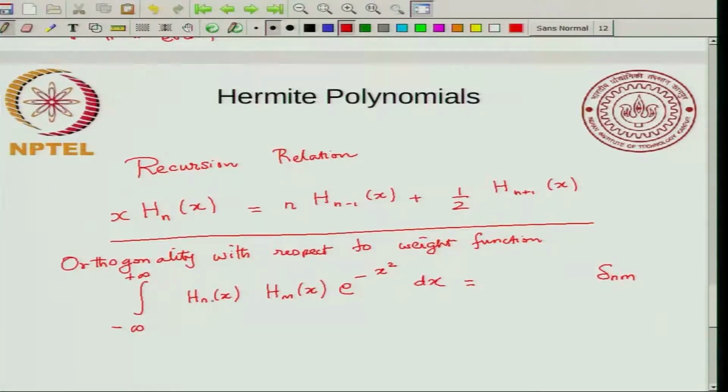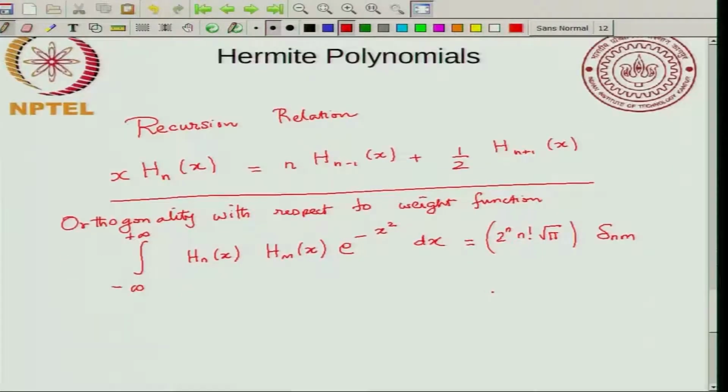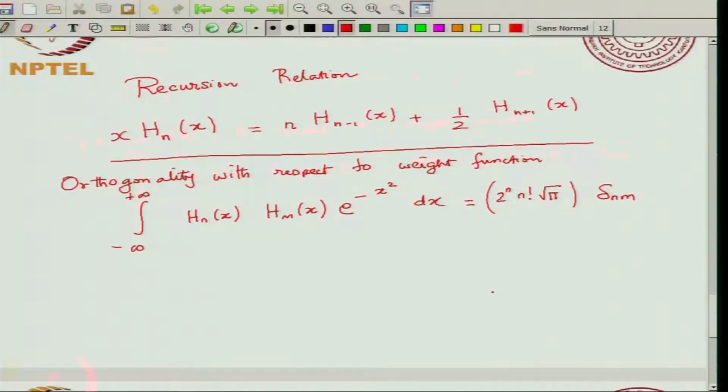If n is not equal to m, then it will be 0. If n is equal to m, you have a constant. That constant I will just write: it is 2 raised to n, n factorial, square root of pi. This is the constant. This is a fairly simple relation, and I expect you to remember this orthogonality relation with the constants. This is a property of these Hermite polynomials.